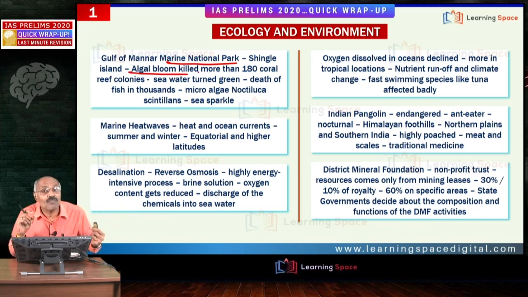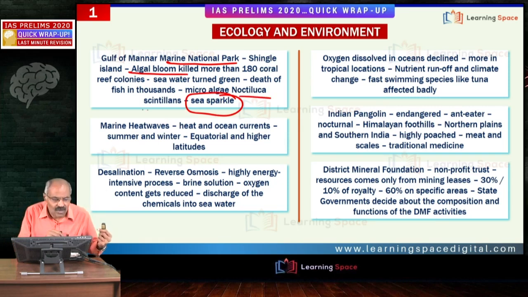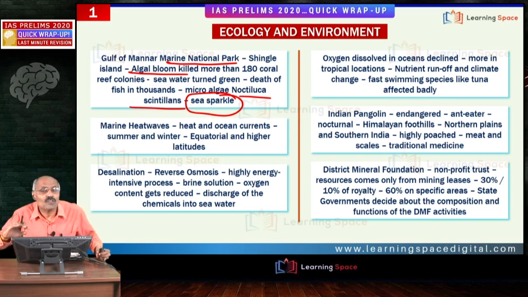Because of the growth of microalgae, which is also known as a sea sparkle, the name of the algae is Noctiluca scintillans. This is called a sea sparkle because it sparkles. Friends, this particular microalgae has grown abundantly. Friends, what are algal blooms? Please do not forget, algal blooms can happen naturally or anthropogenically. This is the most important point.